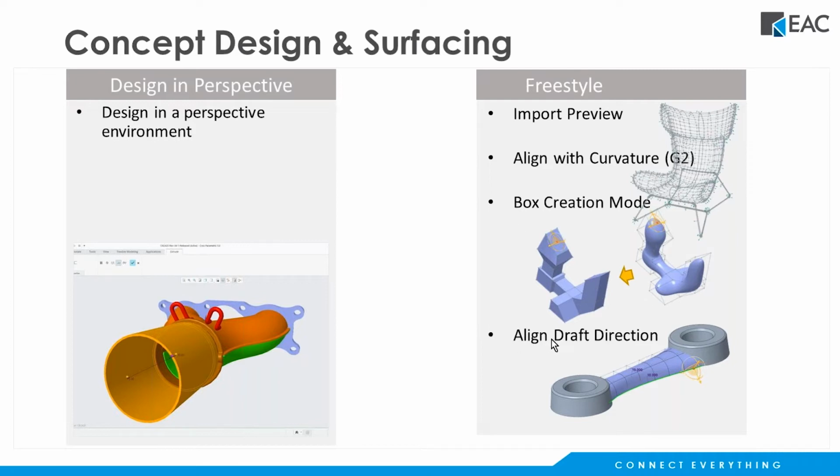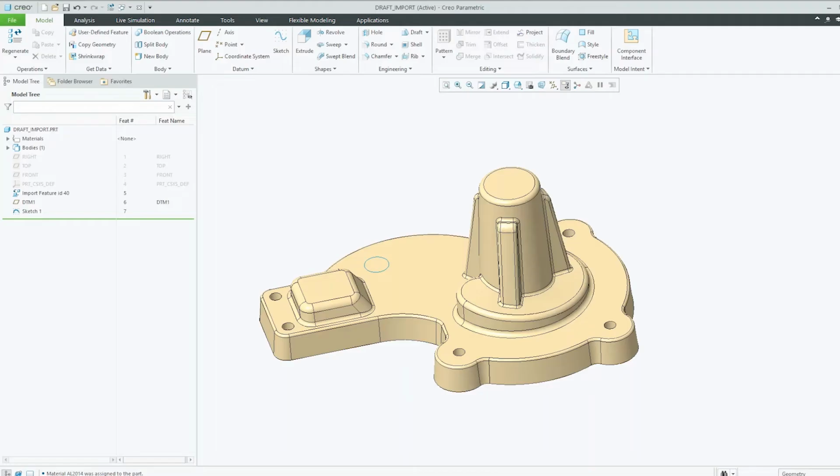And then another thing, we could always, with the freestyle, align it to a curve, but now we can align it to a curve and then add a draft direction and add draft to it. So this is getting more and more powerful as time goes on. So let's stop doing PowerPoints for a little while and let's look at some Creo functionality.